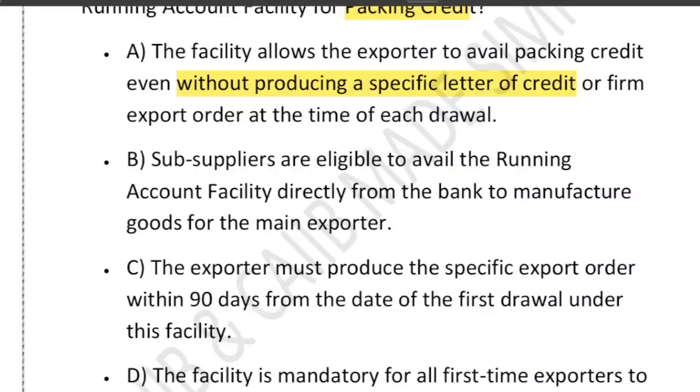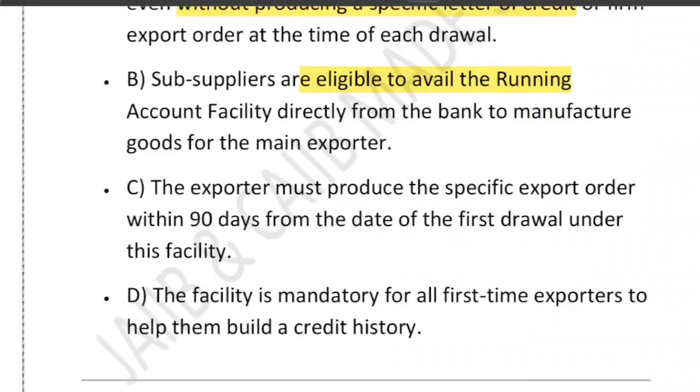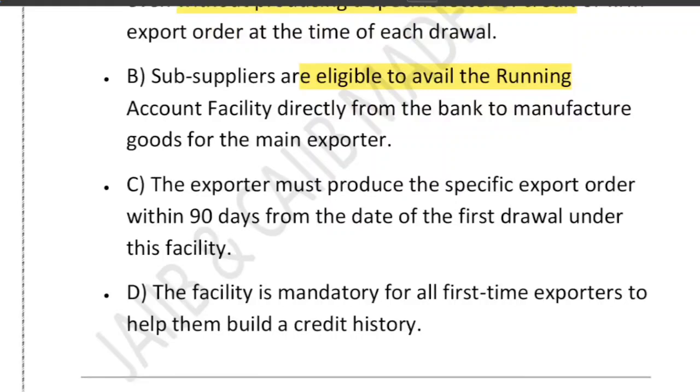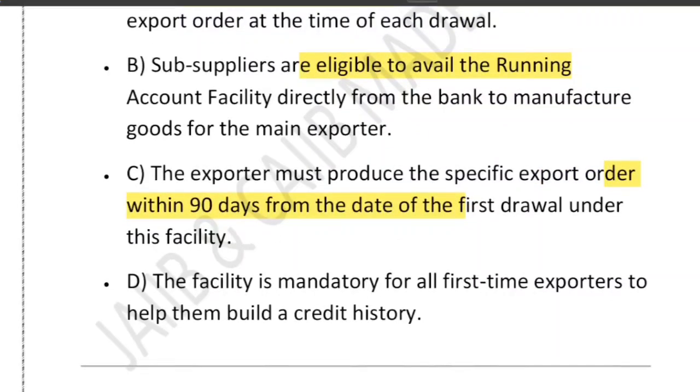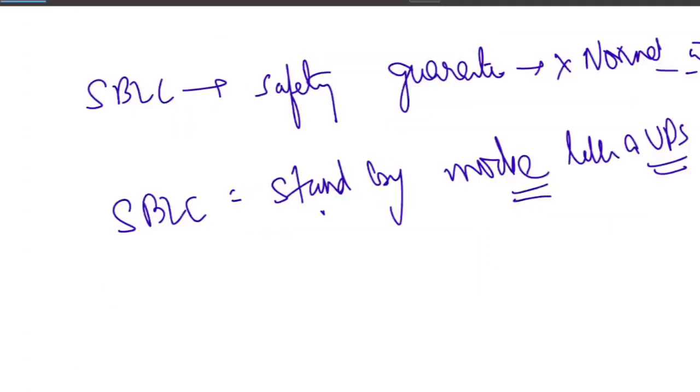B says sub-suppliers are eligible to avail the running account facility. C says the exporter must produce the specific export order within 90 days from the date of the first draw. D says the facility is mandatory for all first-time exporters to help them build a credit history. See, let me explain how packing credit works.